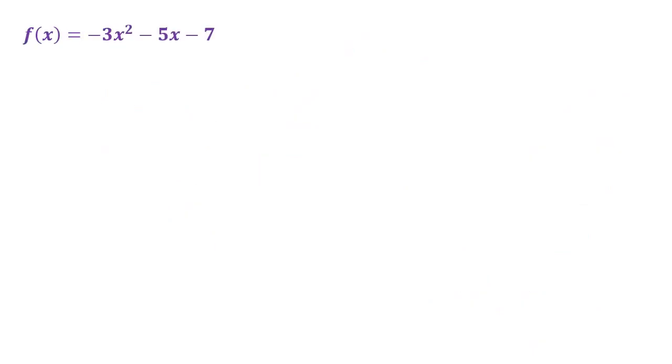Right, let's do another question. Let's examine the coefficient of x squared first. The coefficient of x squared is negative 3. Right, so we have to make the coefficient of x squared to be 1. So we need to factorize negative 3 out first.